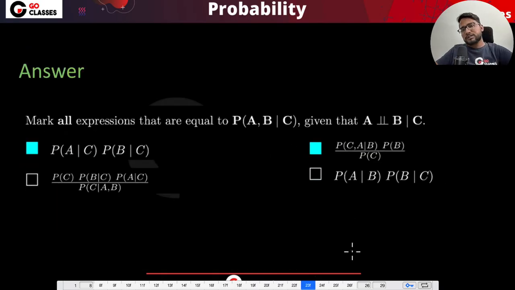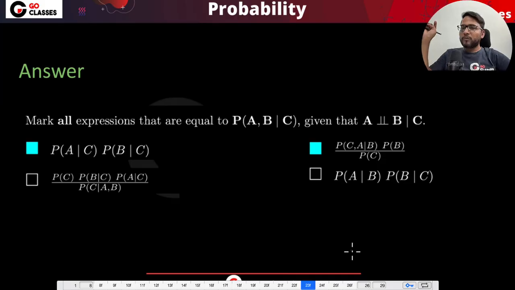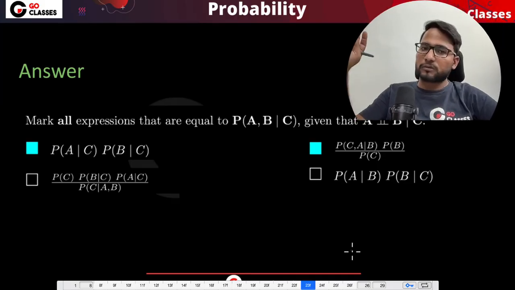So these are the questions that we wanted to solve. I hope you have understood now what is conditional independence, what is normal independence. And then we have solved some variety of questions which may or may not be asked in GATE. I'm not sure, but you should be very clear on what conditional independence is and what normal independence is. And based on that, we have also solved some questions.